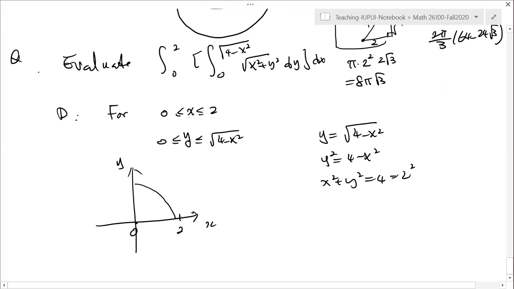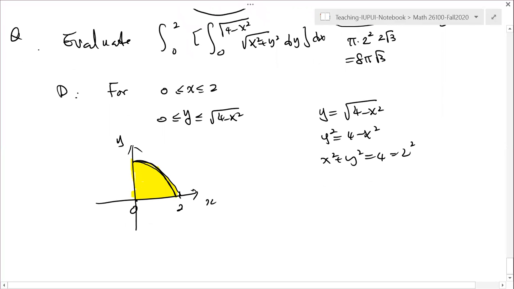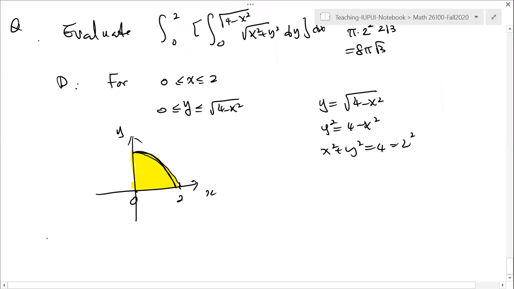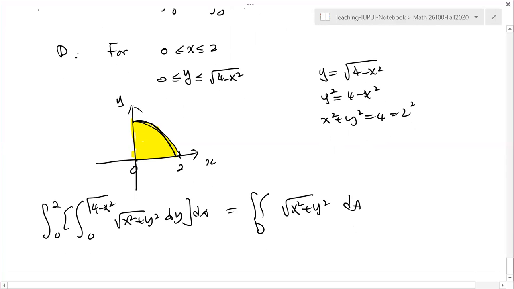So actually you find this is the domain D, just the first quadrant. So this is D. Then this is the reverse process. Then this double integral is nothing but the double integral over that D. Then you have the freedom to go whichever way, right? It's a nice sector.